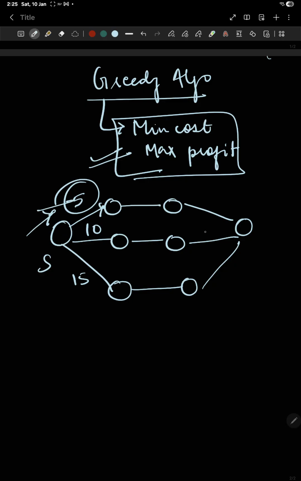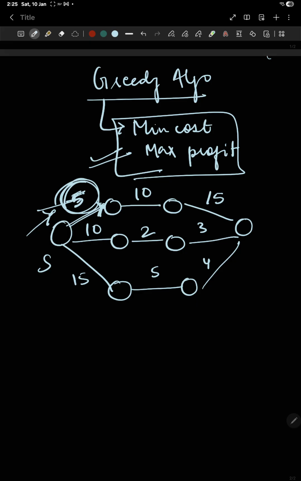Even if after going to the end it has 15 here, even though it has 2 and 3, 5 and 4, 15 and 10, what is the first minimum cost? It has 5. So it will just see the first cost and follow that path. So this is about the greedy algorithm.